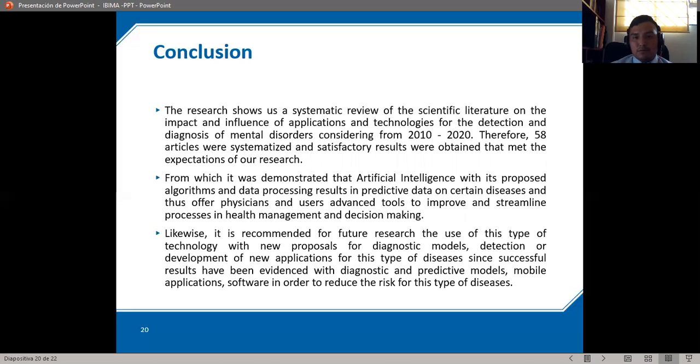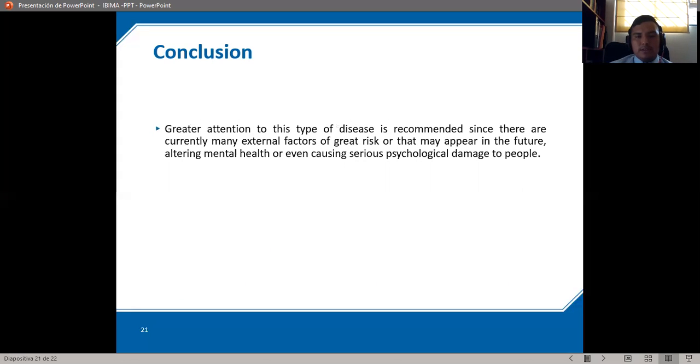Likewise, it is recommended for future research to use this type of technology with the new purpose of diagnosis models and detection or development of new applications. Success results have been evidenced with diagnostic predicting models and mobile application software in order to reduce the risk for this type of disease. Greater attention to this type of disease is recommended since there are current and many external factors of great risk that may appear in the future, harming mental health or even causing serious damage to people.